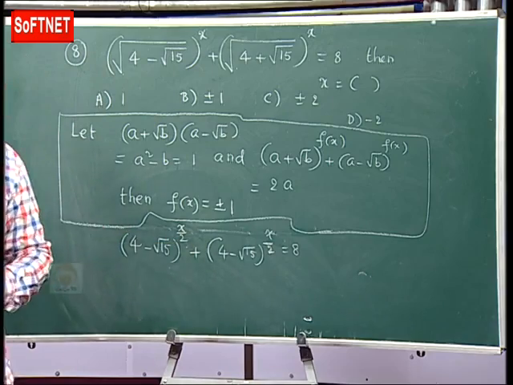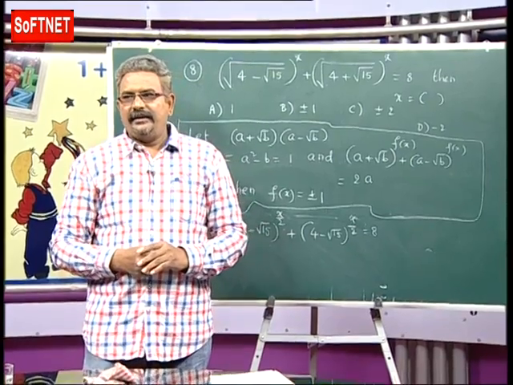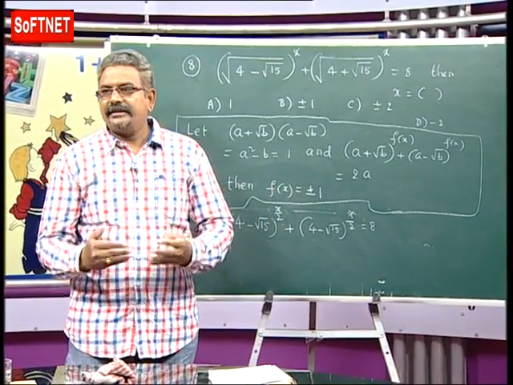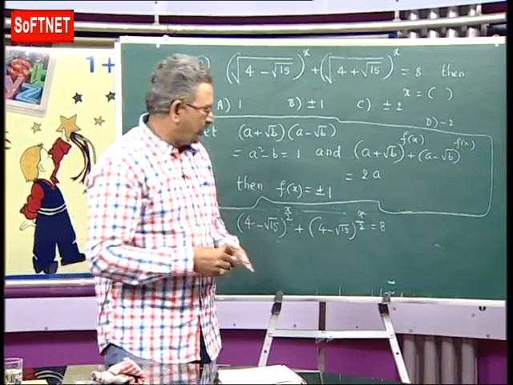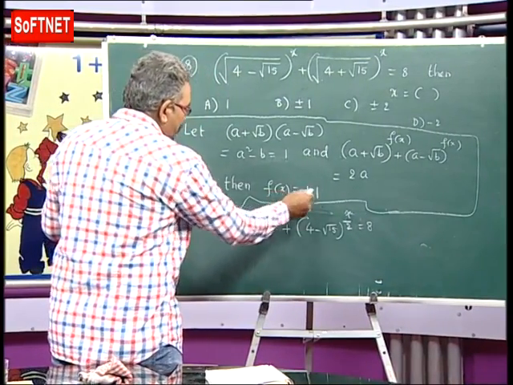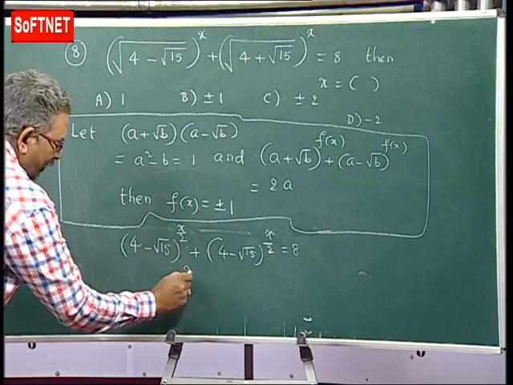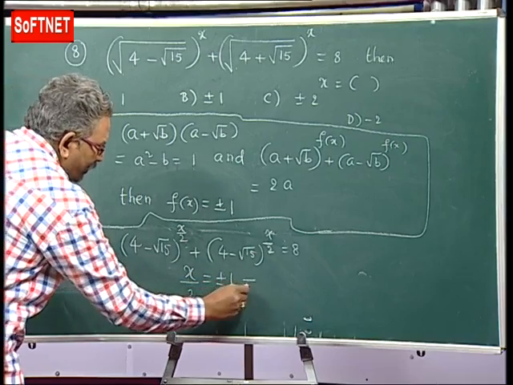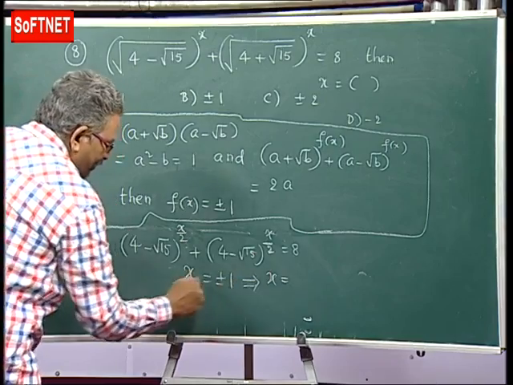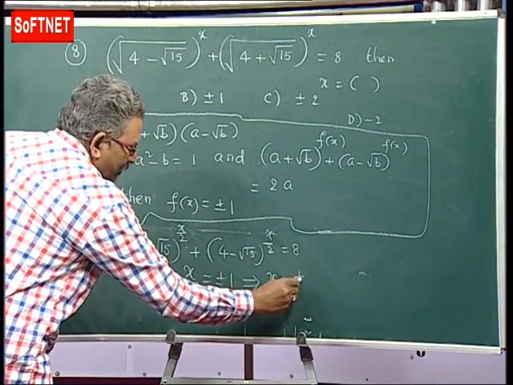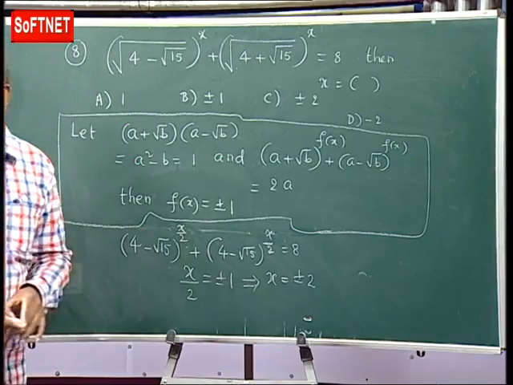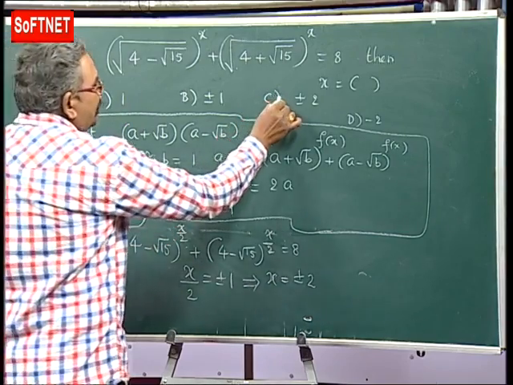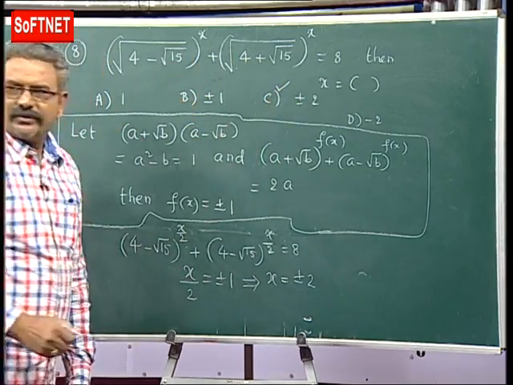Now tell me what is f of x. Here f of x becomes this power exponent, that is x by 2. So now f of x is equal to plus or minus 1. So x by 2 must be equal to plus or minus 1. Then what is x? 2 multiplied by 1, so plus or minus 2. So what is the right answer? Yes, C will be the right answer.